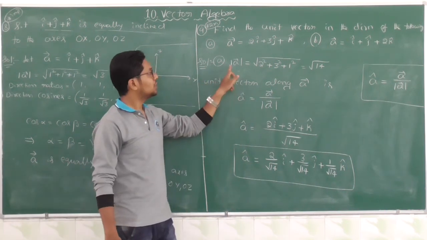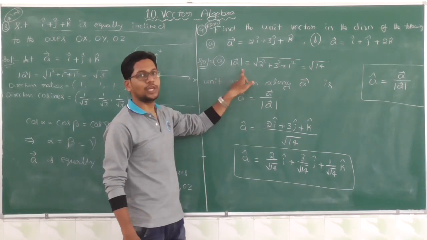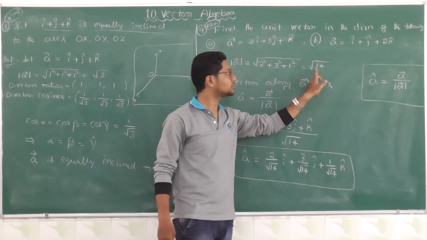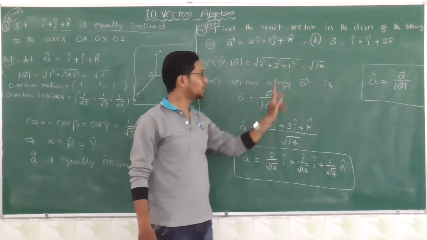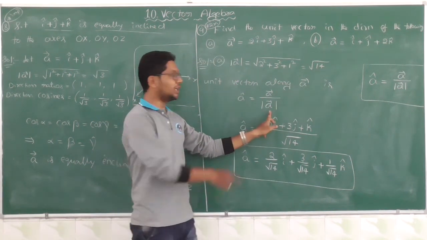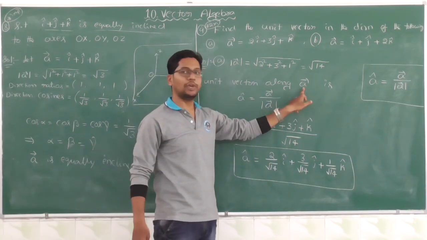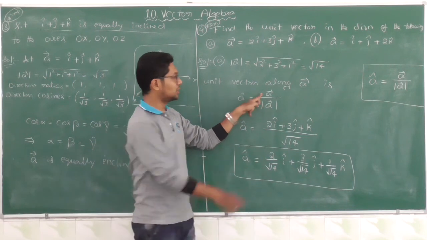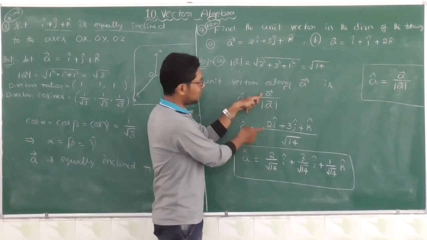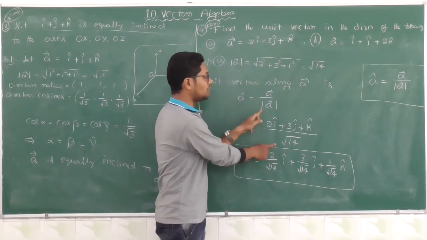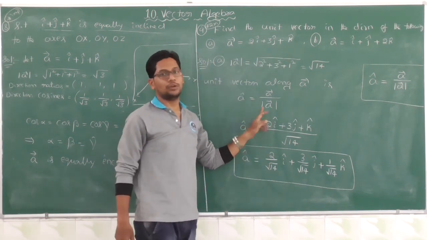Once again, first we have to find magnitude of A. We know how to find magnitude of A. Magnitude of A is square root of 14. It is the formula to find unit vector along the given vector. You just substitute the vector A itself, the given vector 2i plus 3j plus k. In the denominator, you just write square root of 14.